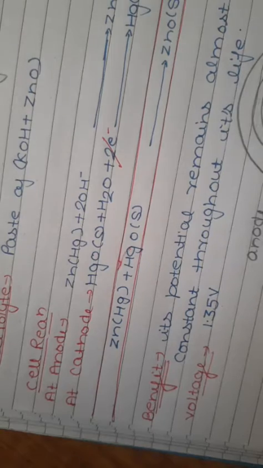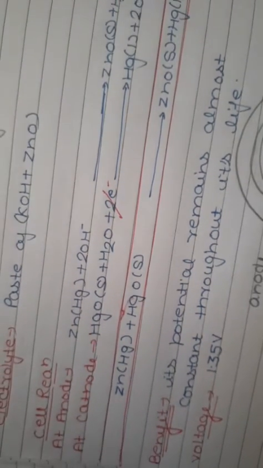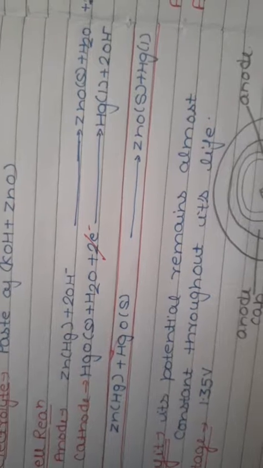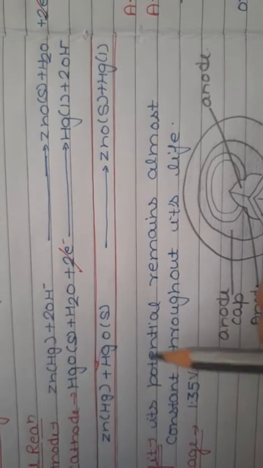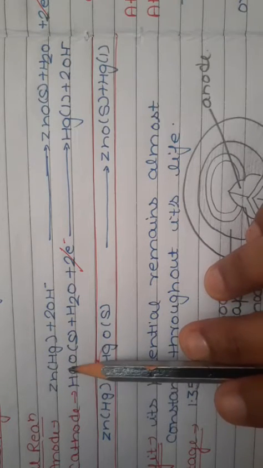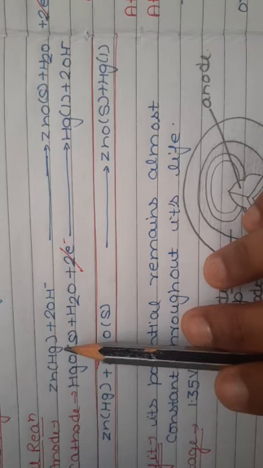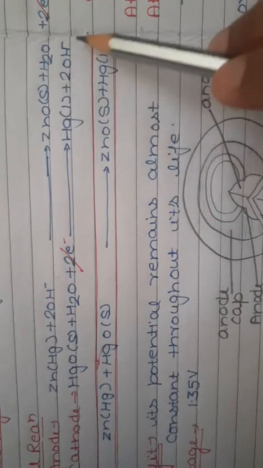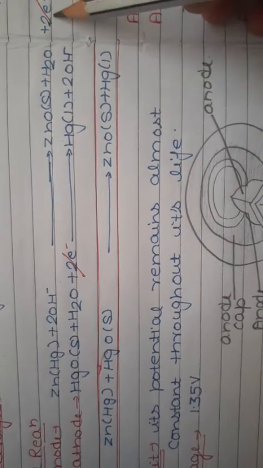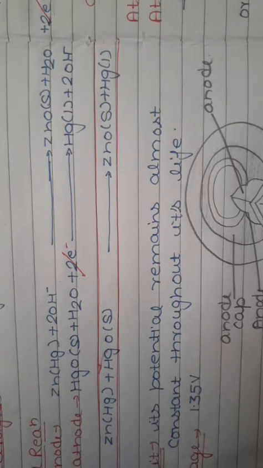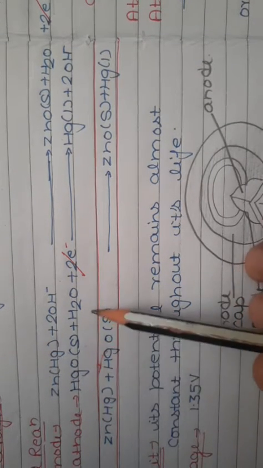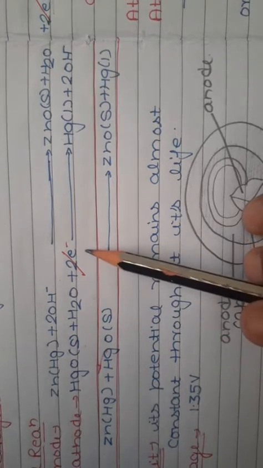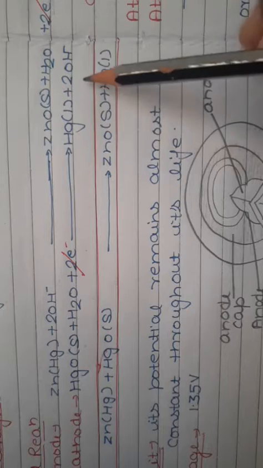Students, what are the cell reactions which occur on cathode and anode? Actually, at anode, what happened? At anode, zinc amalgam reacts with hydroxide ion and forms zinc oxide, water, and 2 electrons released. And at cathode, mercury oxide reacts with water and accepts 2 electrons and forms mercury and 2 hydroxide ions.